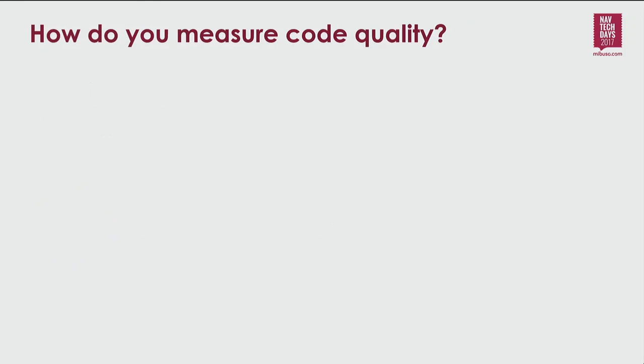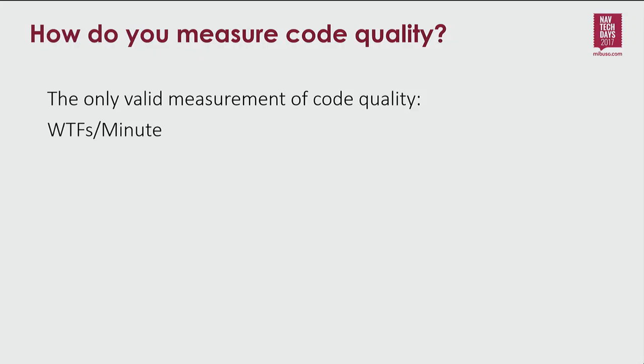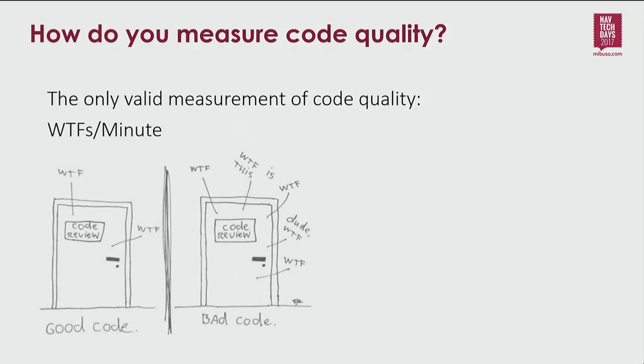So an open question for all of you: how do you measure code quality? Most likely you have heard many metrics like cyclomatic complexity, churn per line of code, but the only measure that really matters is the WTF per minute. And you measure it like this. You get the developers in the code, you give them a code flow, and you measure how many times they're going to say WTF, right? Good code generates a little, bad code generates a lot.